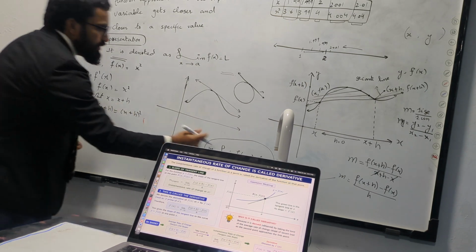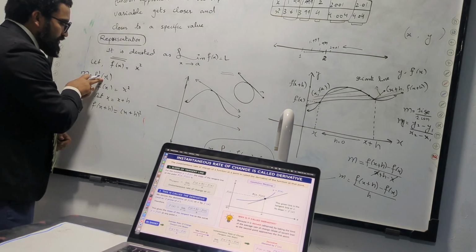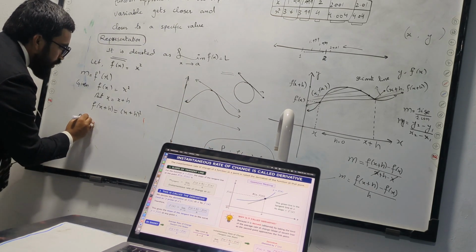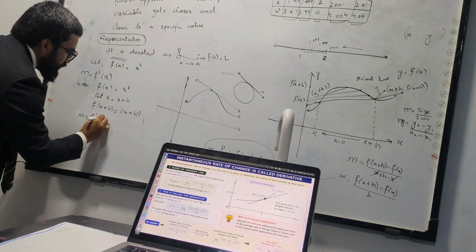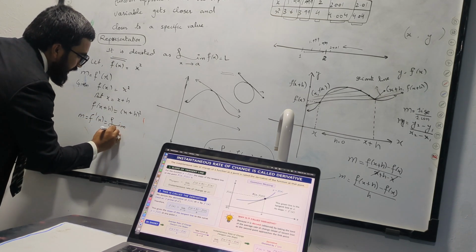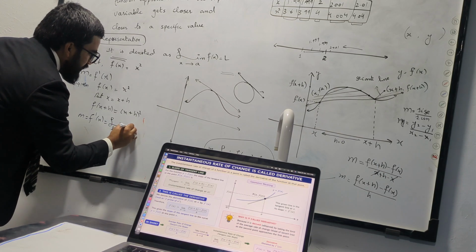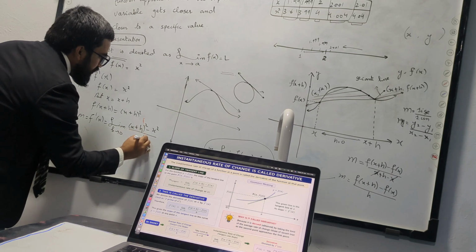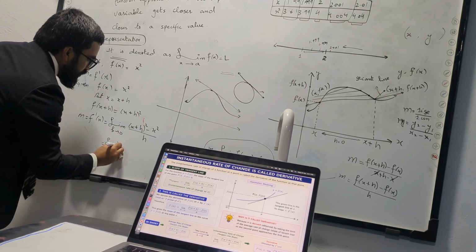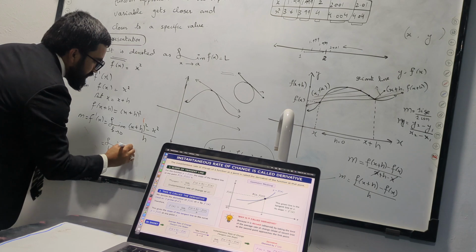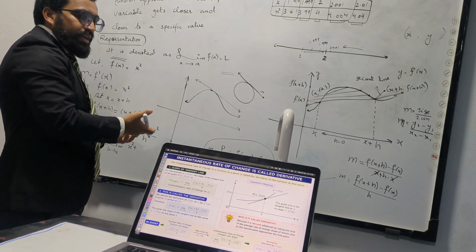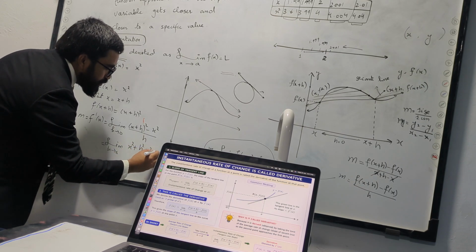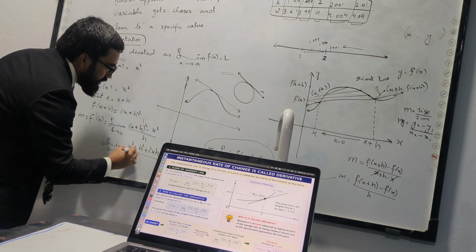We need to find out f dash of x. Okay, and the formula is here. We need to just put the values here. So slope m equal f dash of x equal limit h approaches to 0 of x plus h square minus x square over h. So just open this formula by using the identity a plus b whole square. So a square plus b square plus 2ab minus x square over h.